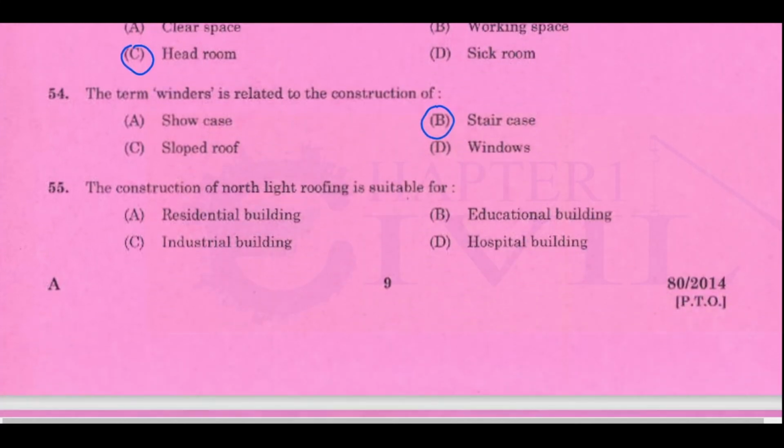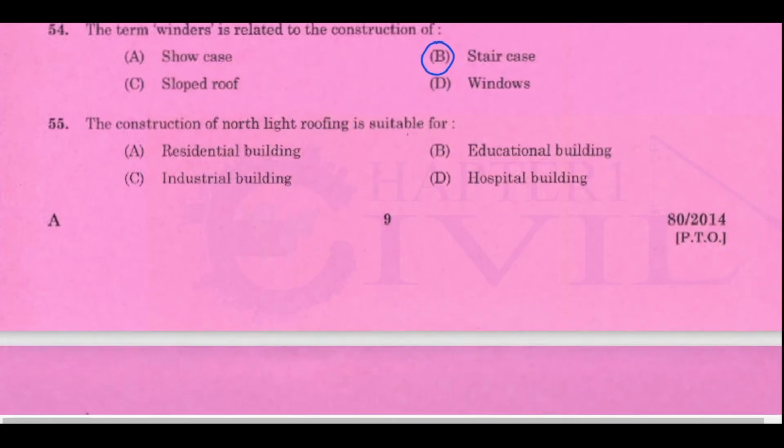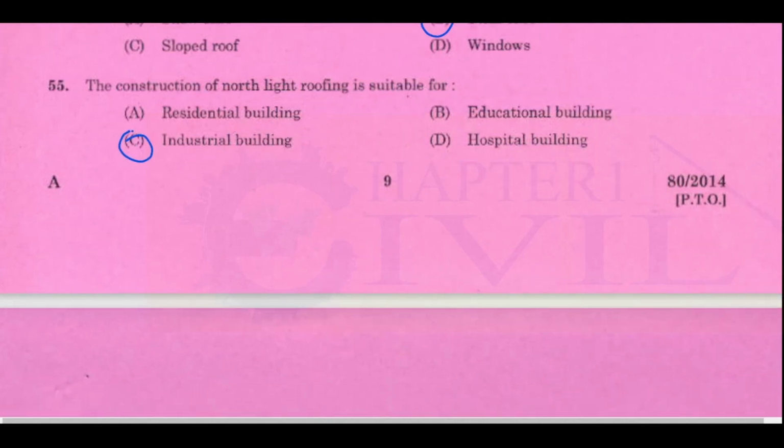Question number 55. The construction of north light roofing is suitable for residential building, educational building, industrial building, hospital building. The correct answer is industrial buildings. Construction of north light roofing is suitable for industrial buildings.